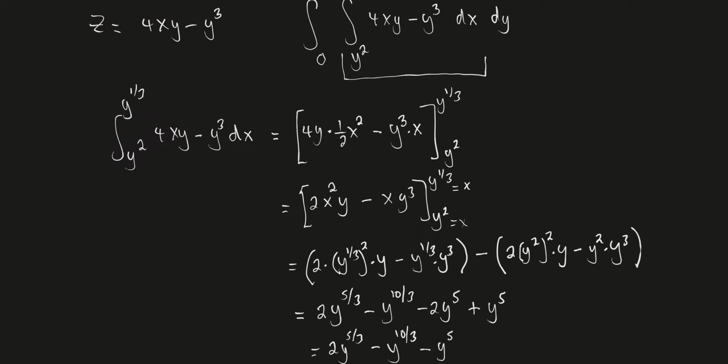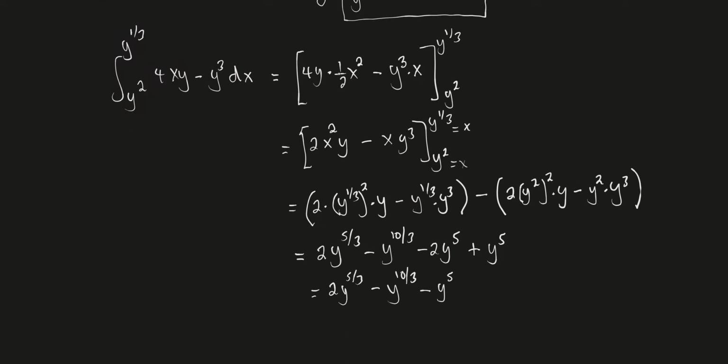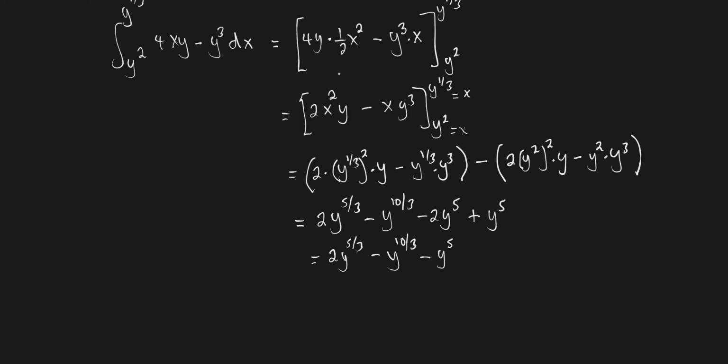And if we go back up, just to remind ourselves what the second pair of limits are, much easier to work with. y now goes from 0 to 1. So we're going to integrate what we just got here from 0 to 1. So the second integral that we have to do is 2y to the 5/3 minus y to the 10/3 minus y to the 5th dy.